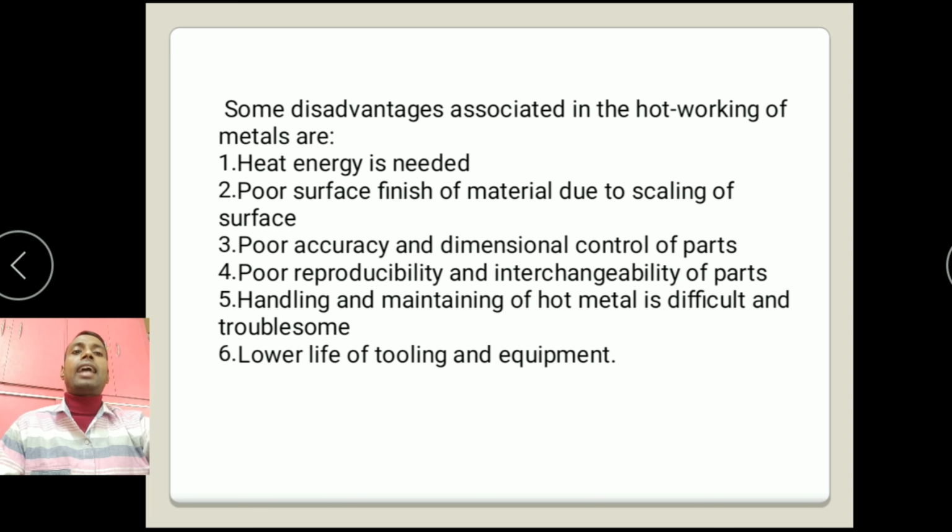Some disadvantages associated with hot working also. What is that actually? Heat energy. That means extra heat energy is required. So some cost will be incurred for that. Poor surface finish of metal due to scaling. Poor accuracy and dimensional control. Poor reproducibility and interchangeability of parts. Handling and maintaining of hot metal is difficult and troublesome also. Lower life of tooling and equipment.